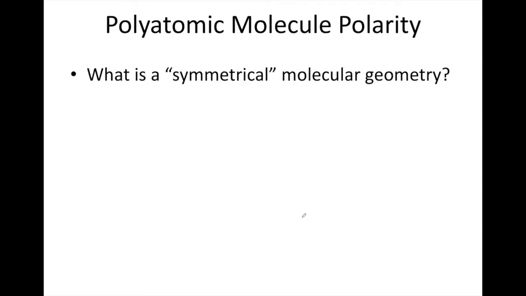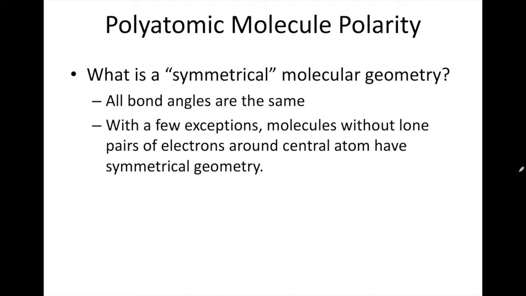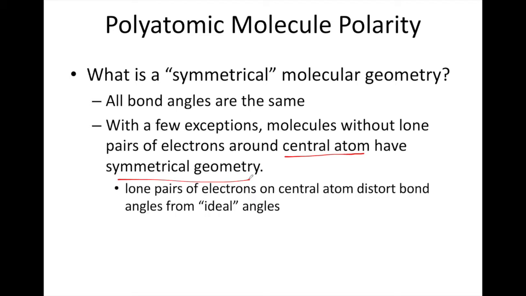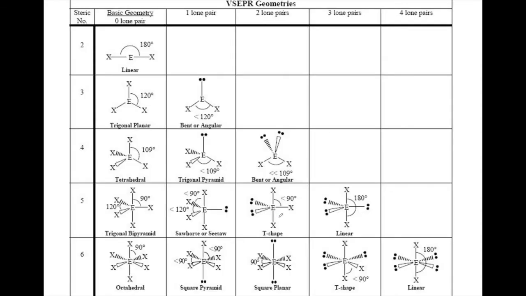A symmetrical molecule, or symmetrical molecular geometry, is a molecule where all of our bond angles are the same. So with few exceptions, molecules without lone pairs of electrons around the central atom tend to have symmetrical molecular geometries. Those lone pairs, if you have them around the central atom, tend to push those bonding pairs away a little more and distort them from what we call their ideal bond angles. So that gives us an asymmetrical or non-symmetrical molecule. So let's look at some examples here.